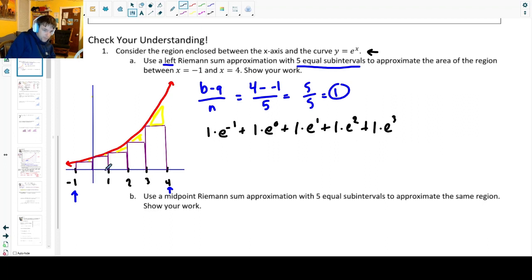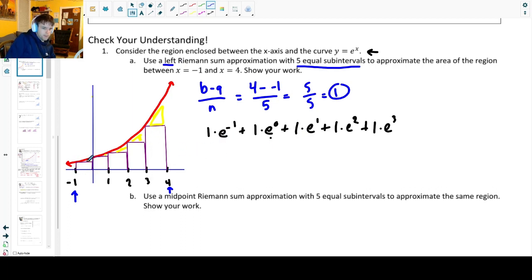Obviously, each of these subintervals is 1 unit in width, and these calculations here are the height at the various places where we're calculating the height of these rectangles. Now, you may notice we did stop at 3, which is a little confusing because we're going all the way up to 4, but 3 is the left side of that last interval that goes between 3 and 4. And since we're using a left Riemann sum, that's going to be the last value there.